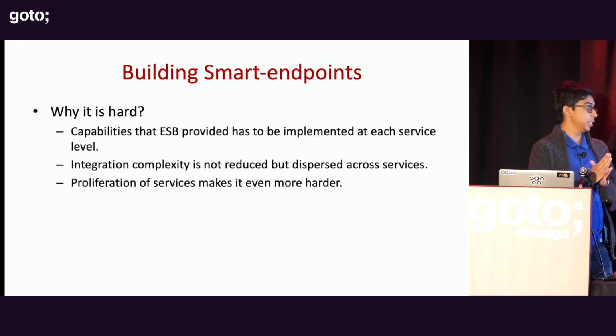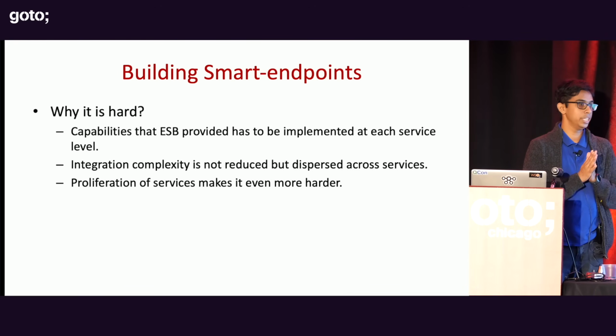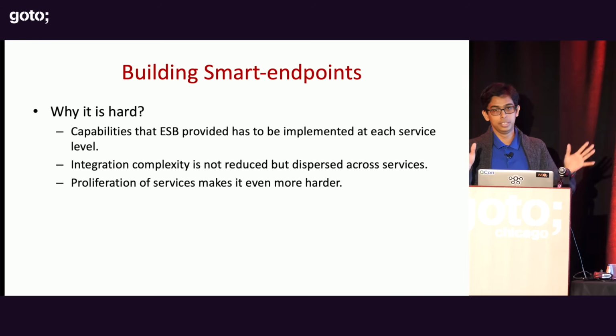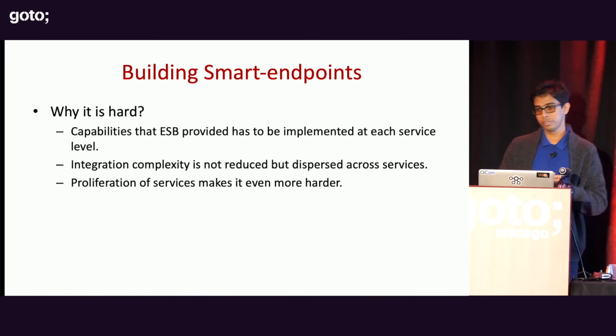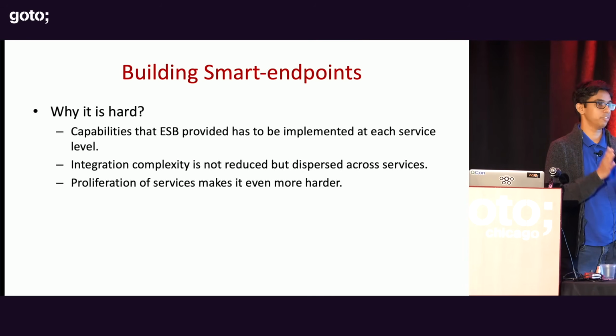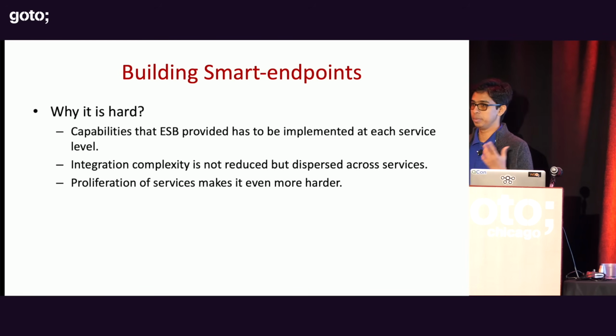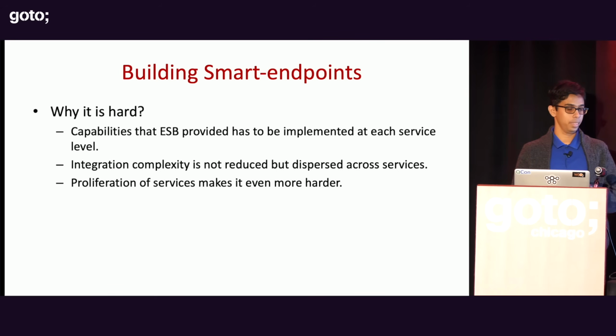And integration complexity is not reduced, right? Although we don't have the central ESB, the complexity is not reduced, but rather dispersed across the network with other sets of microservices. And also, unlike service-oriented architecture, we have so many services now. Services are fine-grained and distributed across the network, and that means you will have more links between these services because of the inter-service communication. So the problem is even harder.